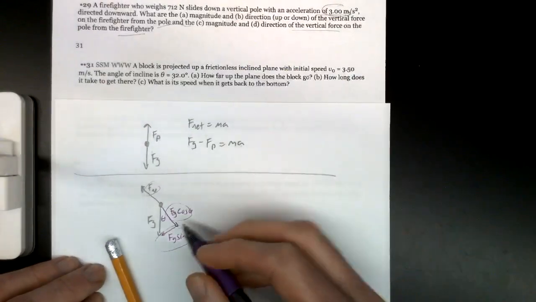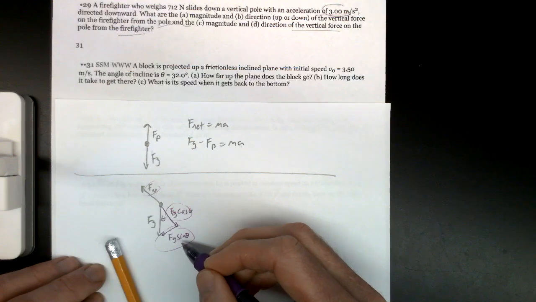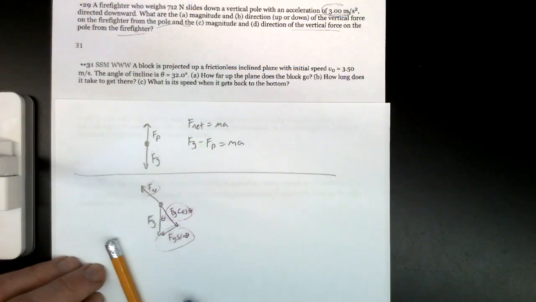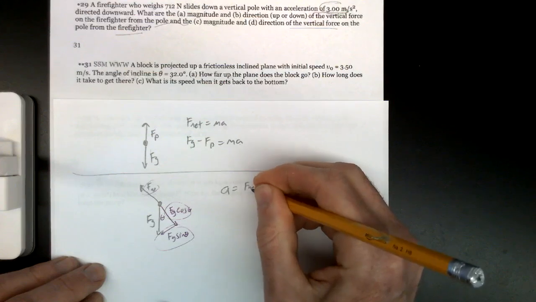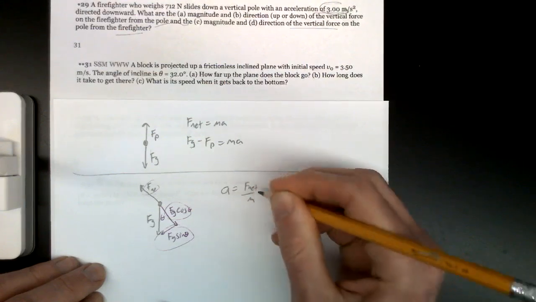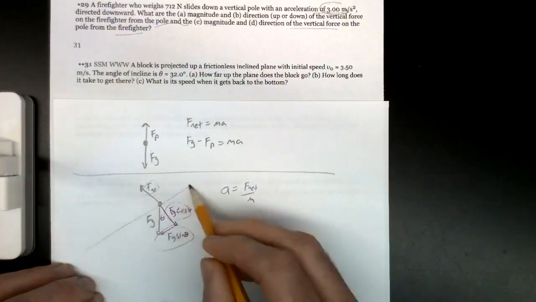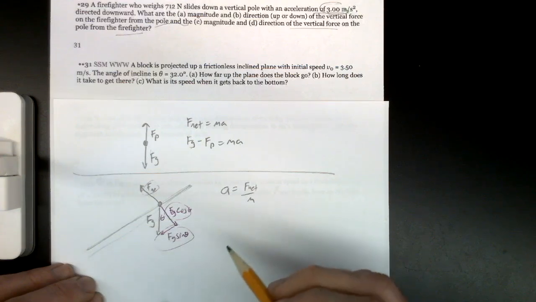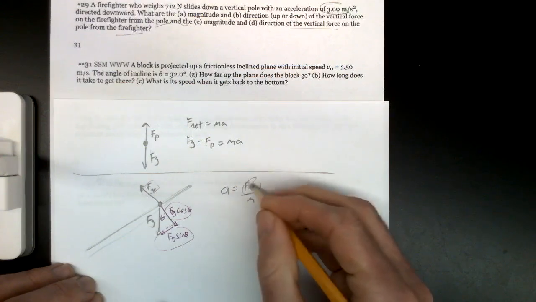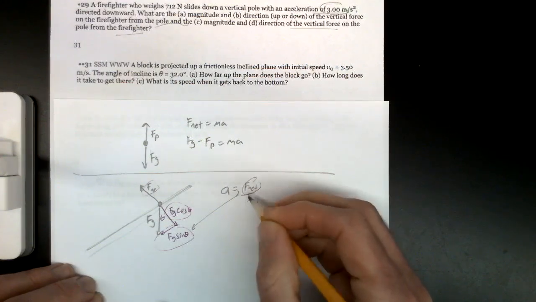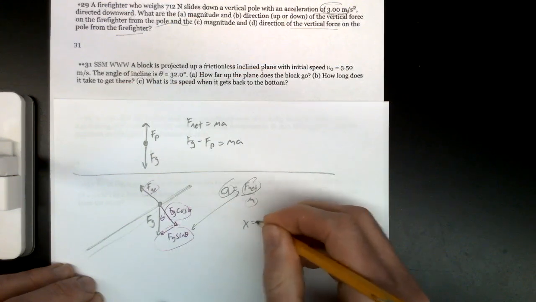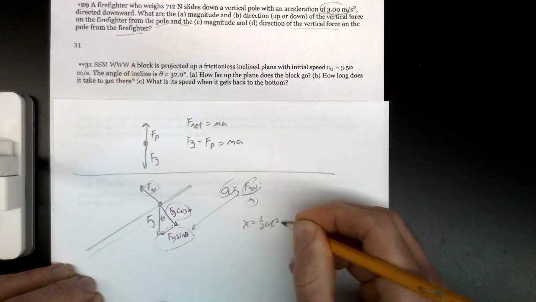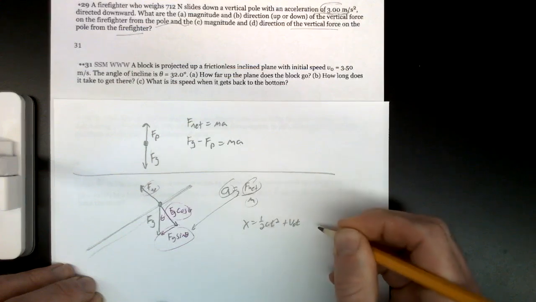Okay, there we go. So we just deal with this Fg sine theta, and that's going to cause the acceleration. So once we have this, we have a equals F net over m, in the x direction here, just in the direction of going up and down the plane. So that is going to be this one here. And if you know the mass, you can find the acceleration. Then you can do all sorts of things with distances: one half a t squared plus v0 t.